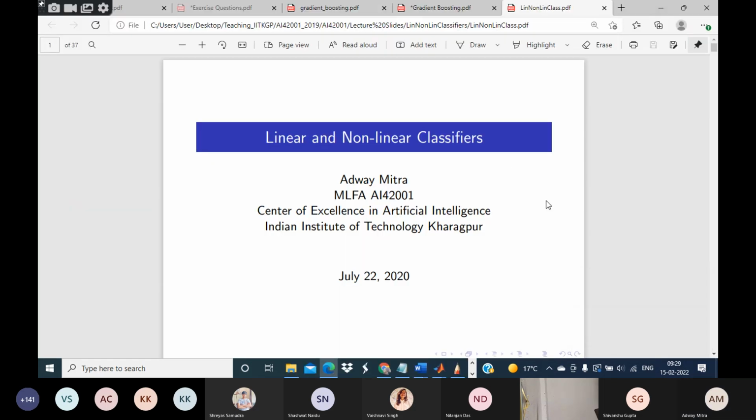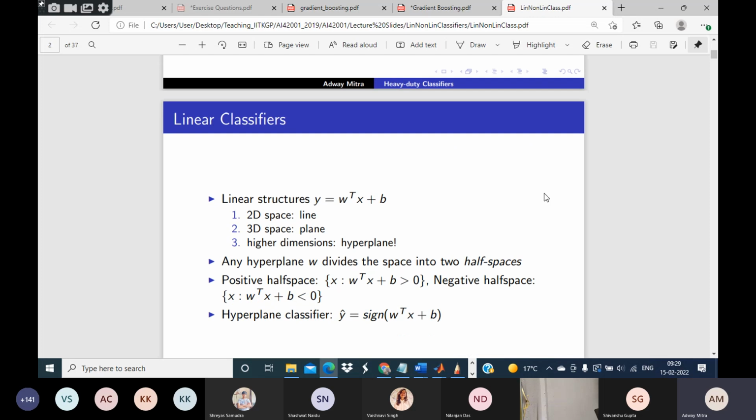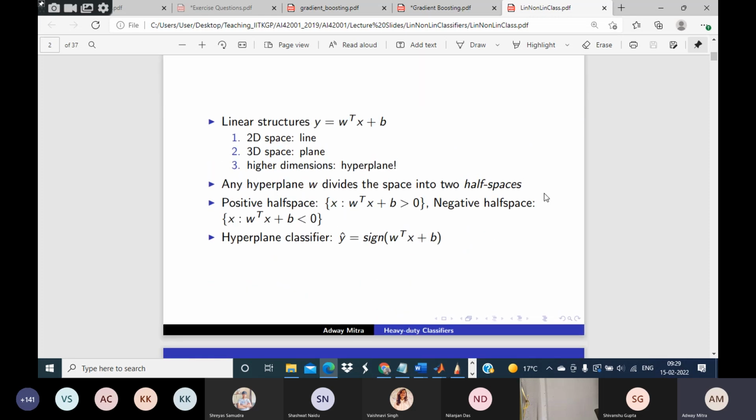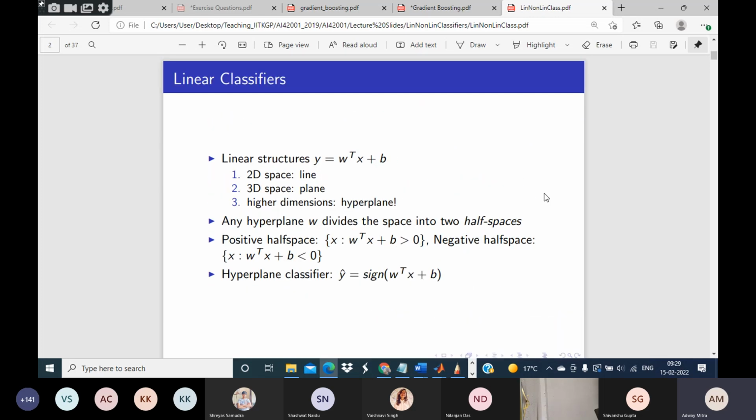Okay. And now let us continue on a new topic. This is related to linear and nonlinear classifiers. First of all, let us define what is a linear classifier.